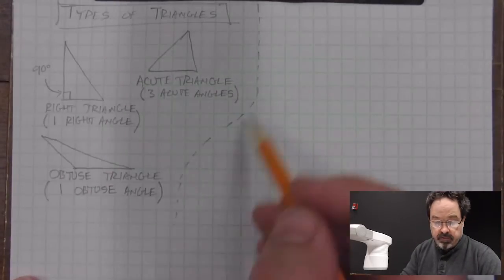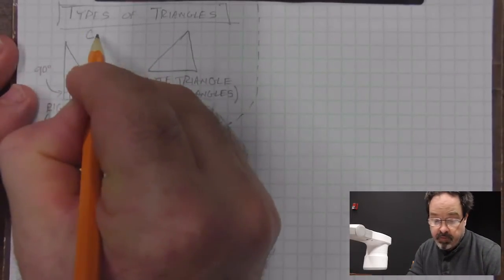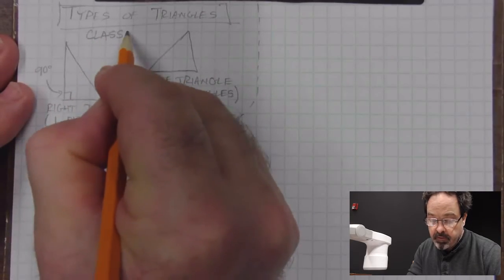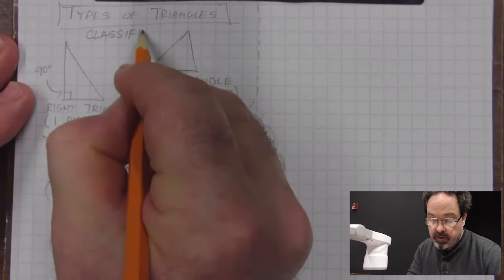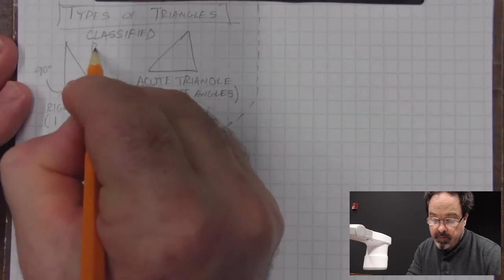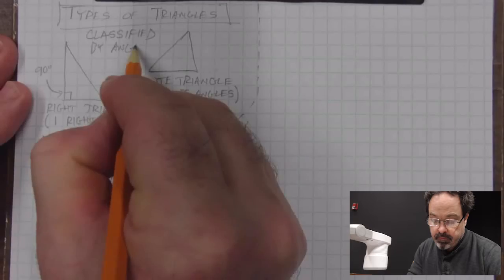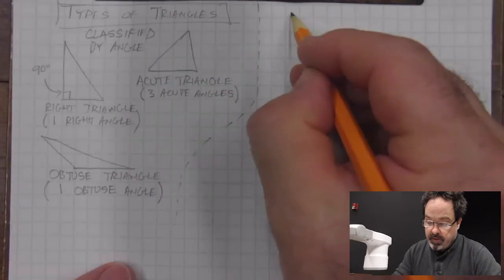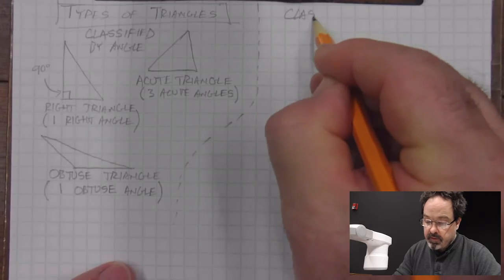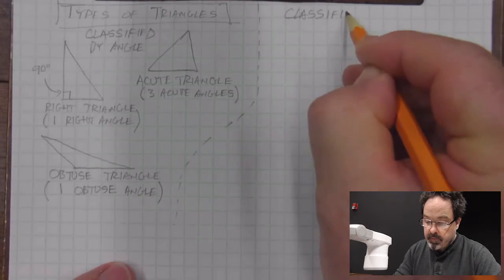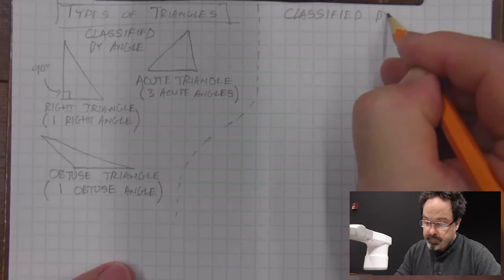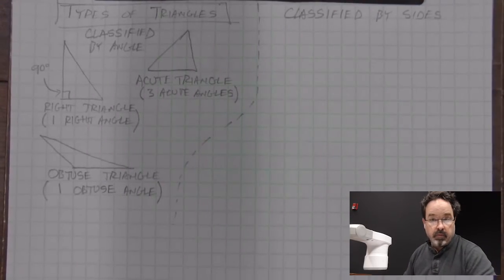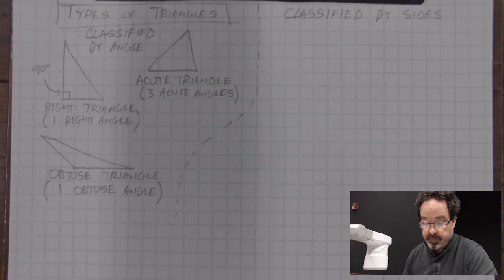These three triangles here get their name from the type of angles that are in the triangle. So we could say these triangles are classified by angle. We're going to make another group of triangles, and these will be classified by their sides. Observing the side measure will determine what kind of triangle it is.